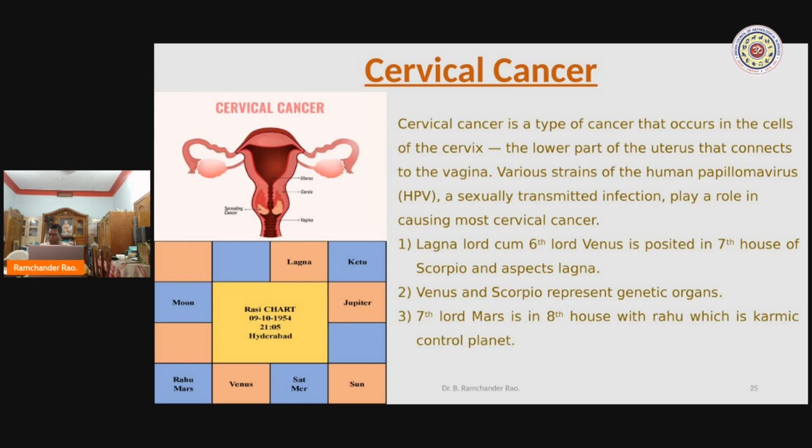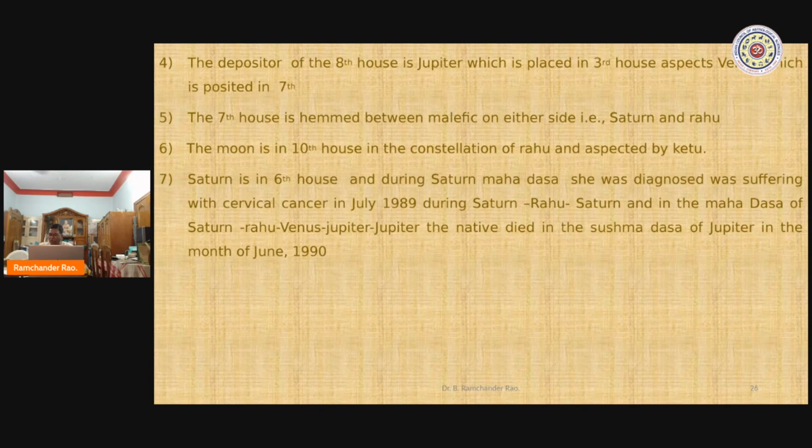Now here Mars also becomes a karmic control planet. The dispositor of the 8th house is Jupiter, which is placed in the 3rd house and aspects Venus, which is placed in the 7th house. Right. The 7th house is embedded between malefics on either side, that is Saturn and Rahu. Okay, the Moon is in the 10th house in the constellation of Rahu and aspected by Ketu. That's also very, very bad.